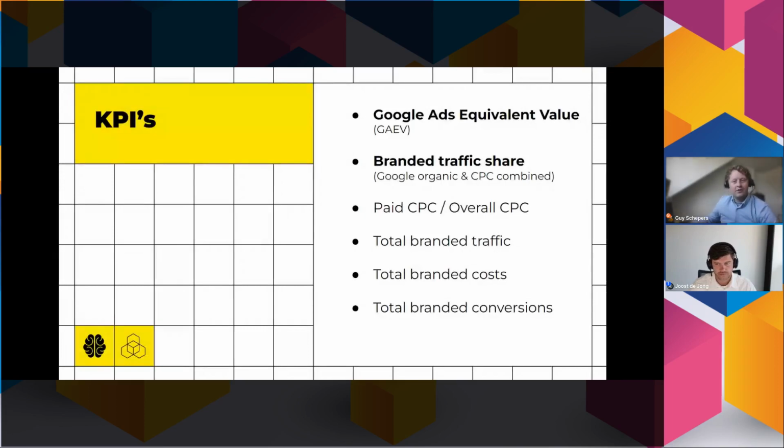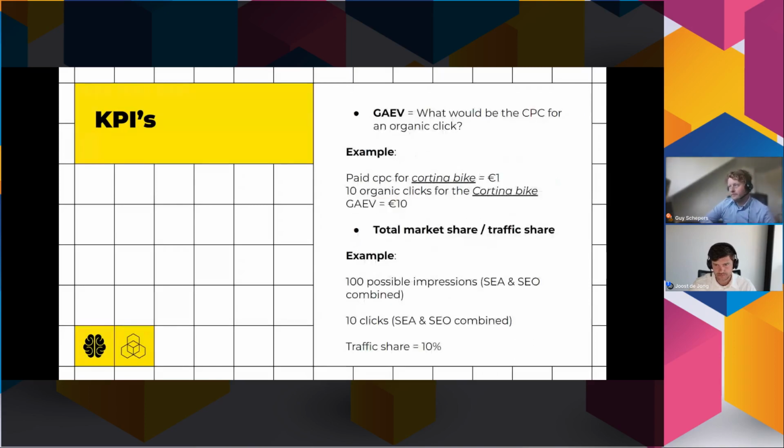But I think you all want to know, okay, Google Ads equivalent value, it sounds nice. What is that exactly? The Google Ads equivalent value is simply what would be the CPC for an organic click if the click were coming from paid SEA, paid PPC. So if we make a calculation about this, when Cortina bike is the search term, if the paid CPC would be €1 and we received 10 organic clicks, then the Google Ads equivalent value would be €10.